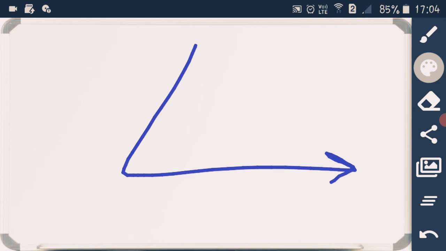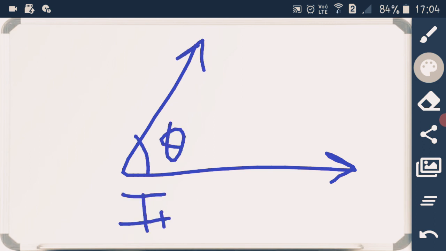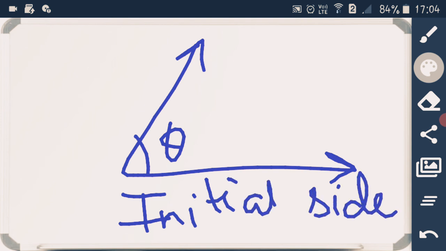Suppose this will be a diagram. If you want to draw the diagram, you can just draw it for your convenience. This is your theta, this is your initial side, okay, and this is your terminal side.